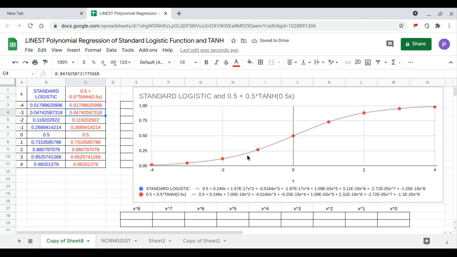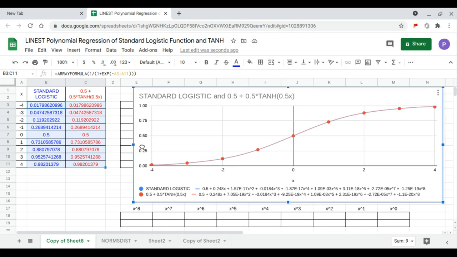Now they are all on the same trend line. Their data sets are the same. Trend line equations are also the same. Next, we'll calculate these polynomial coefficients using LINEST.